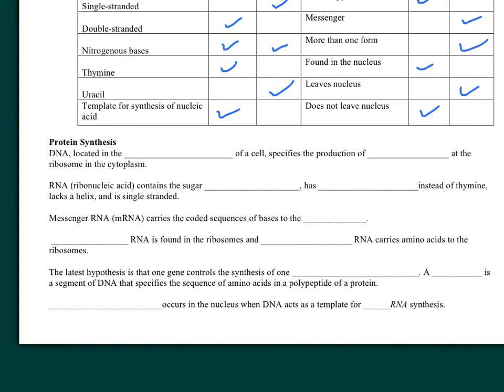Moving on to the process of protein synthesis, hopefully you remember at the beginning of this chapter we said that transcription and translation is the process of using the information stored in DNA to create a protein. So DNA is located in the nucleus of a cell. It specifies the production of protein out on a ribosome in the cytoplasm. RNA contains the sugar ribose, as we said above, and has uracil instead of thymine, and lacks a helix and is single-stranded. mRNA carries the coded sequence of bases to the cytoplasm.